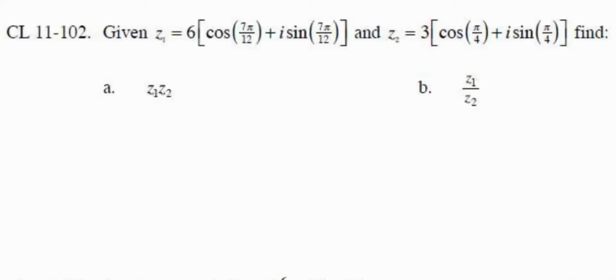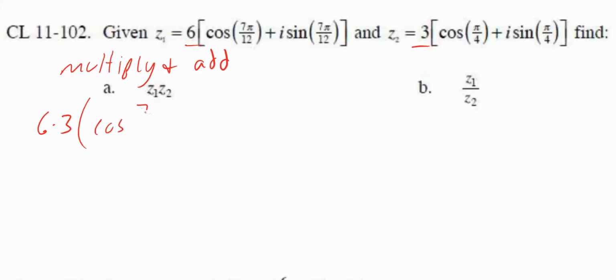All right, using our theorems here in 102 from closure, got a couple complex polar forms, Z1 and Z2. And when we multiply Z1 times Z2, the words I want us to say is multiply and add. What that means is we multiply the coefficients and we add the angles. Cosine of 7 pi over 12 plus pi over 4 plus I sine, same thing, 7 pi over 12 plus pi over 4.